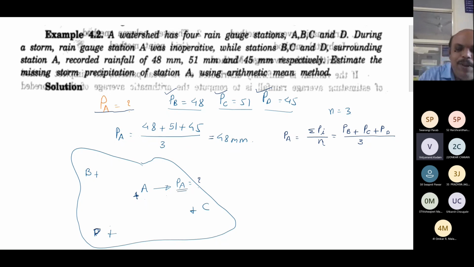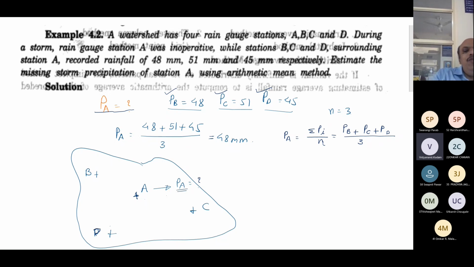Okay, so this is very simple method, but the limitation is difference between the normal annual rainfall value of missing station, that is station A, and normal annual rainfall values of station B, C, and D. This difference should be less than 10%. That is the limitation of arithmetic mean method.